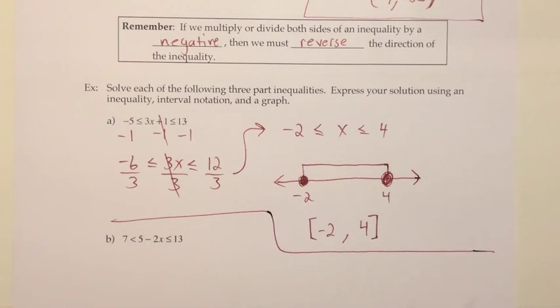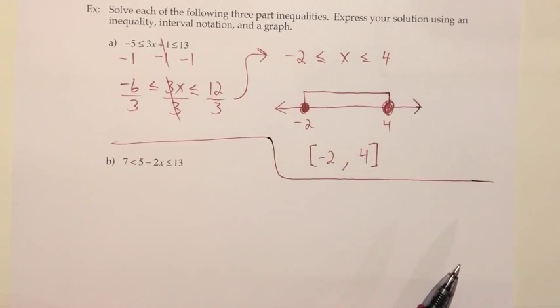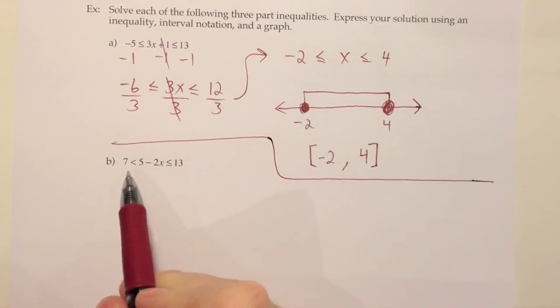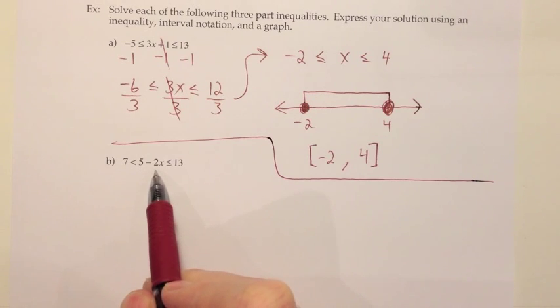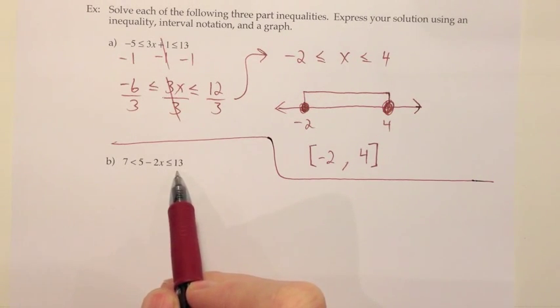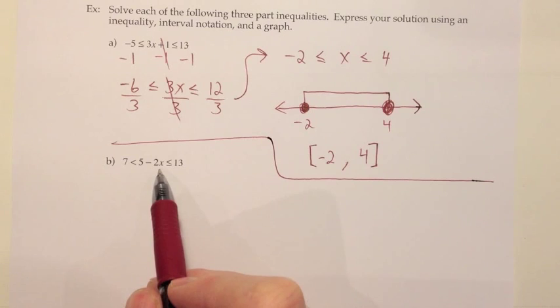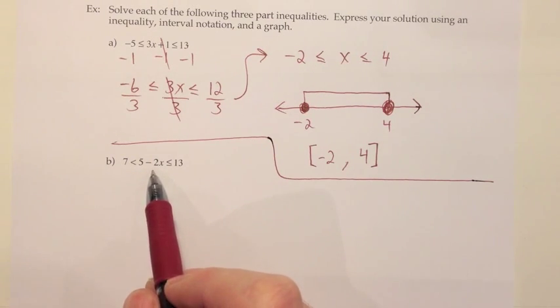Let's take a look at one more, just to get some extra practice with that. So again, it's a 3-part inequality. We have 7 on the left, 5 minus 2x in the middle, and 13 on the right. Our goal is to get that x by itself. I have to get rid of the 5 and the negative 2.